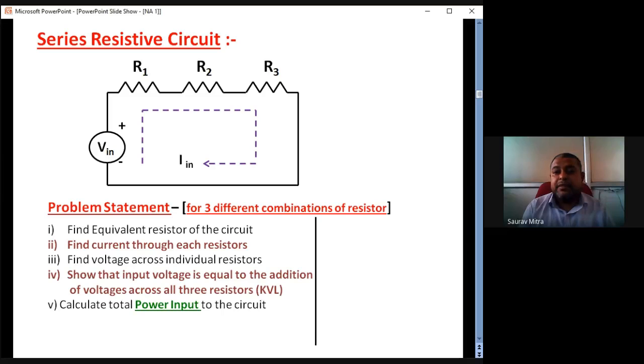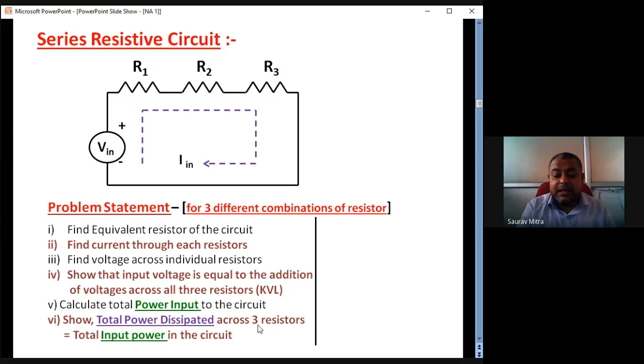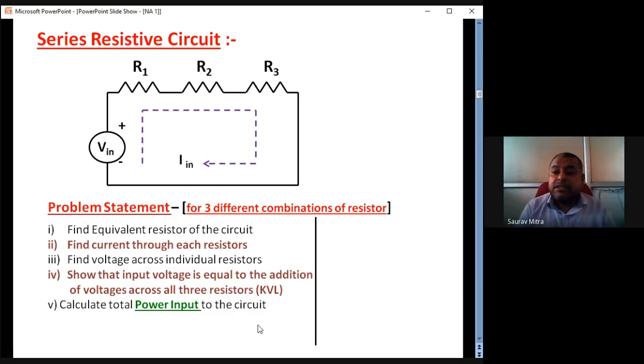That is very important. Here one concept is that there is some power which is being supplied. Who is supplying the power here? This input voltage source is supplying the power. And what are these R1, R2, R3 doing? They are actually dissipating the power, or eating up the power.